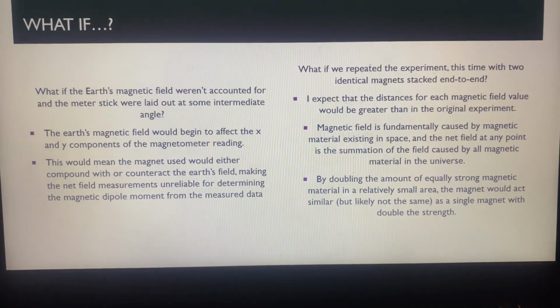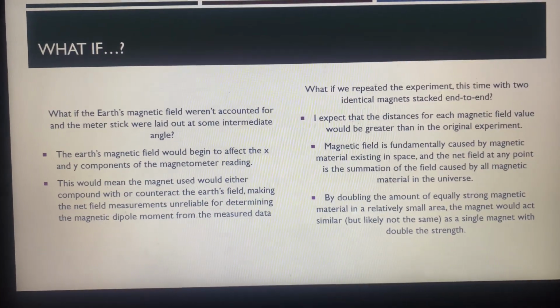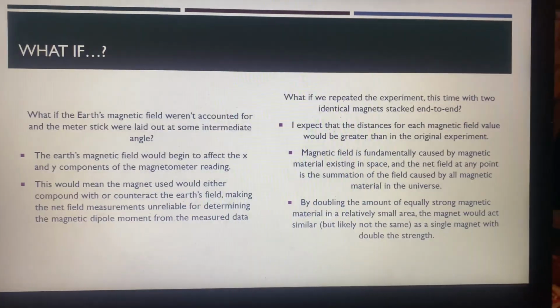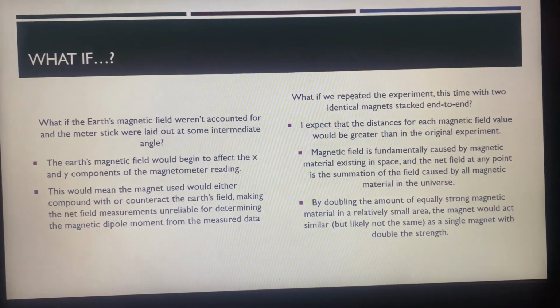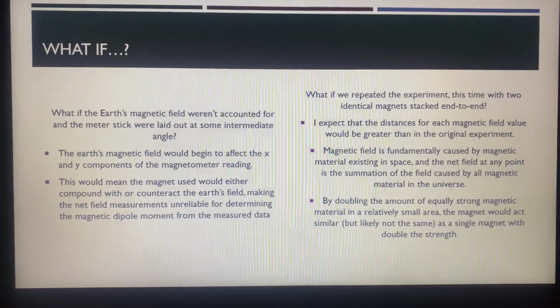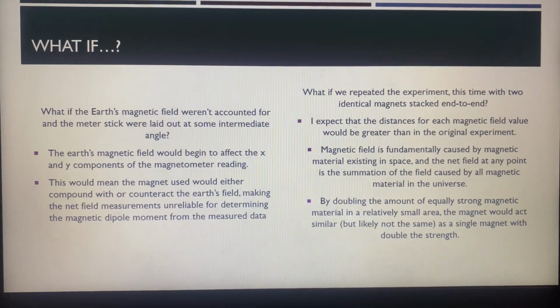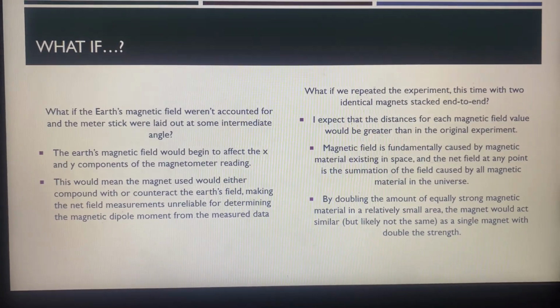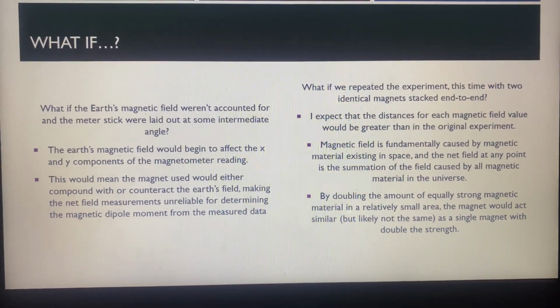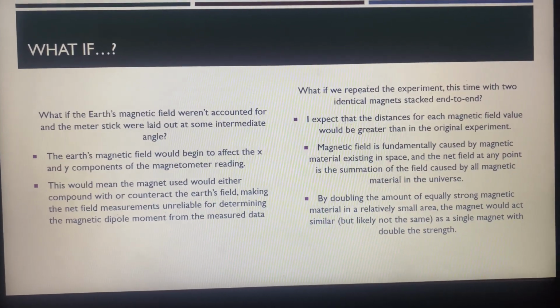And the other question is, if we repeated it with two magnets stacked end to end, how would it differ? And I mean, about as you'd expect. I don't think it would quite double the magnetic field strength. But fundamentally, magnetic fields are just caused by magnetic material creating a field in space around it. So when you have more magnetic material in a small amount of space, you're going to have a stronger field.